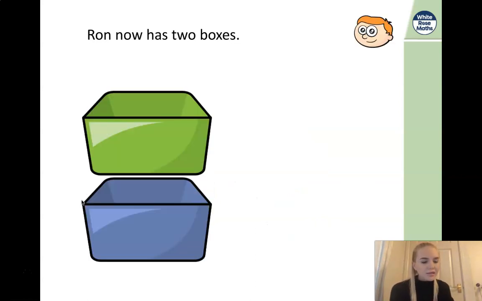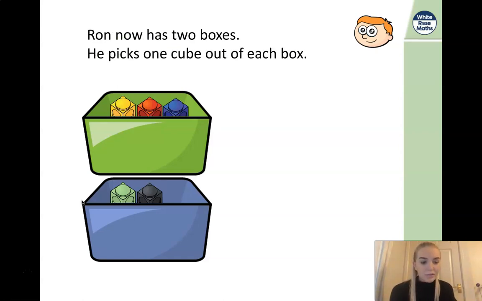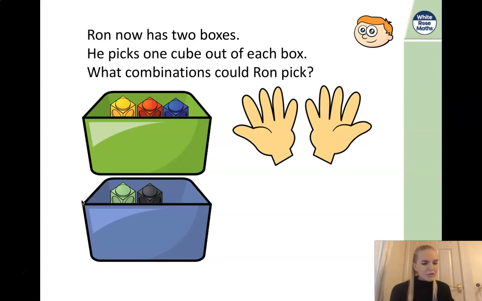So this time he has 2 boxes and he puts 3 cubes in the first box, the green box, and 2 cubes in the second box, the blue box. And this time he picks out 1 cube from each box. And he wants to know, what combinations could I pick? Well, let's have a look.